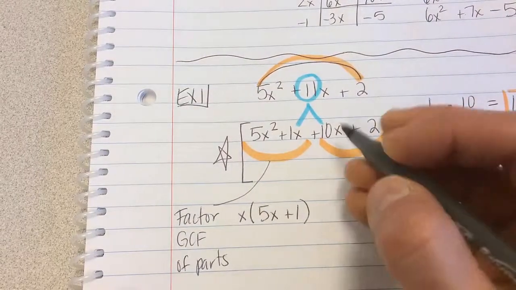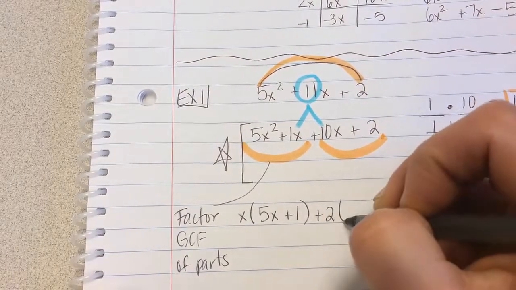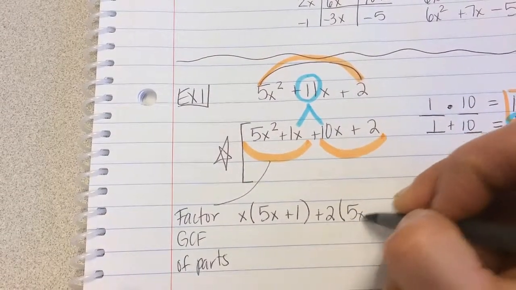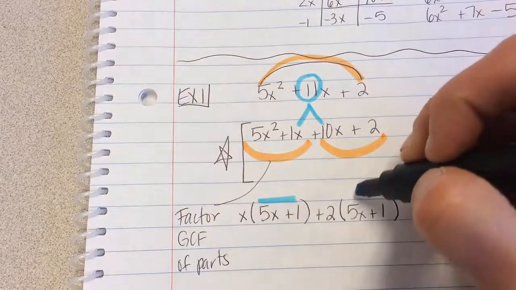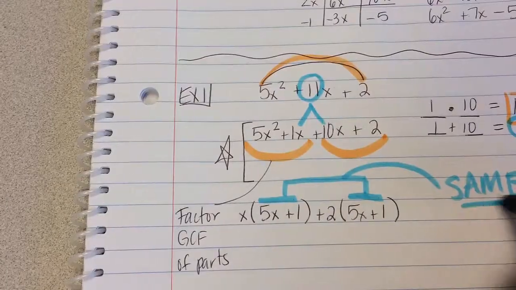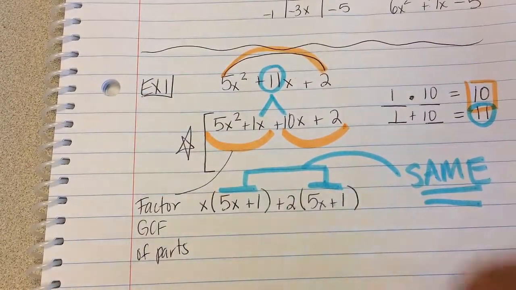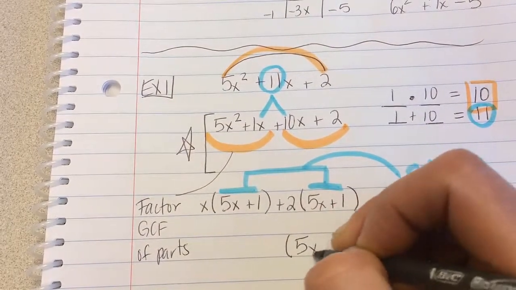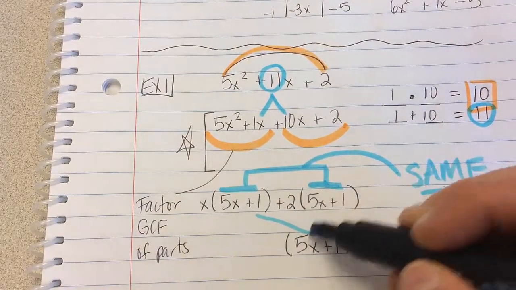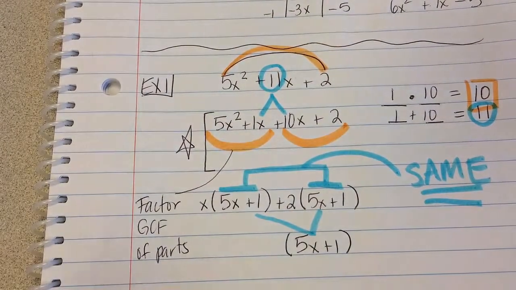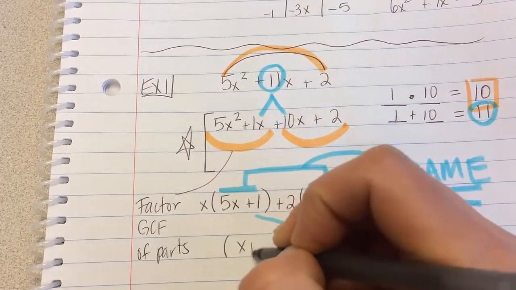What's the GCF of 10x and 2? It's 2, so I'm going to factor out a positive 2. And then what am I left with? 5x plus 1. Now, this method only works if these two things are the same. Notice they're the same. Okay, so they become my second factor. I'm essentially factoring out a 5x plus 1. Okay? And they come over here, both of these two. We factor out a 5x plus 1. There's not two 5x plus 1s. We factored out a 5x plus 1 from both. And then we are left with x plus 2.